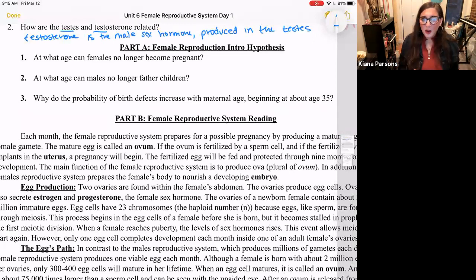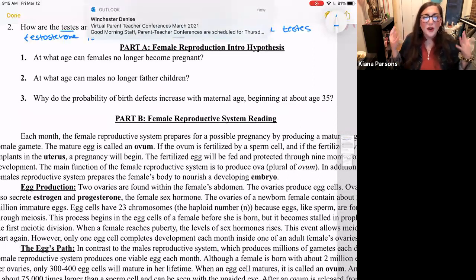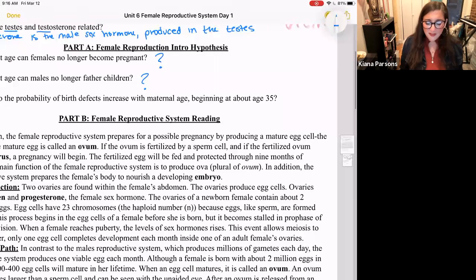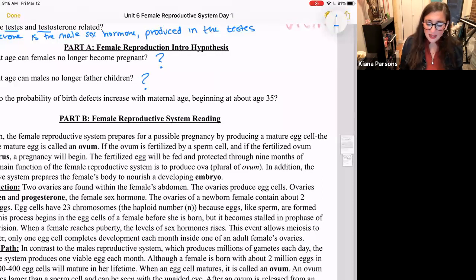All right, so now this part A is the female introduction hypothesis. So this part, I have answers for this, but I would like you to go ahead and make your hypothesis, and then we will go back and revisit this part at the end of the video. So at what age can females no longer become pregnant? At what age can males no longer father children? And why does the probability of birth defects increase with maternal age beginning at about 35?